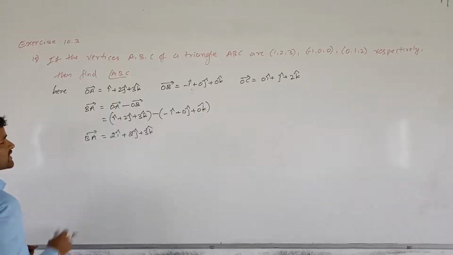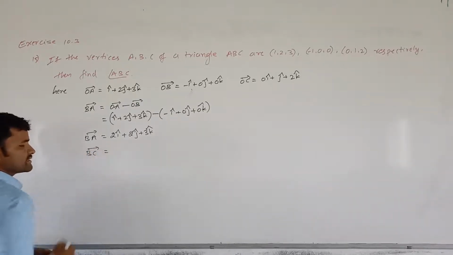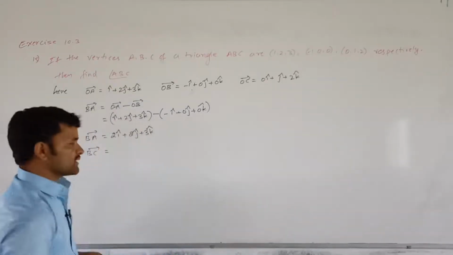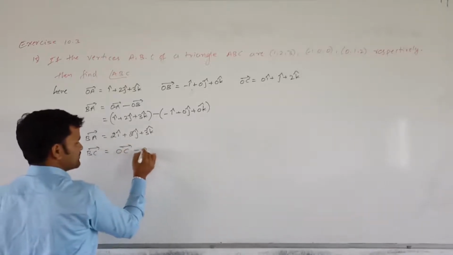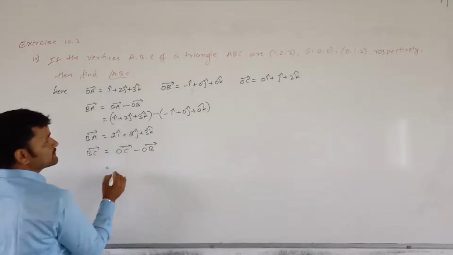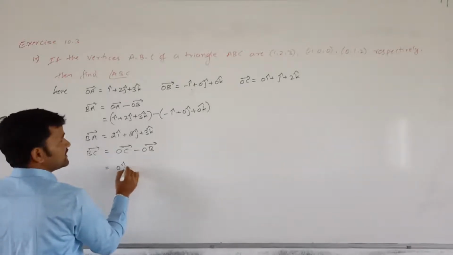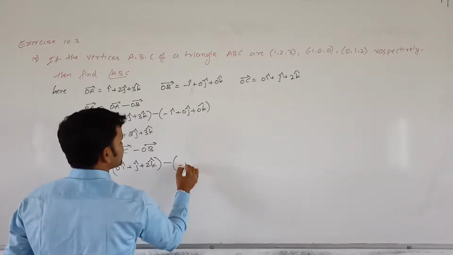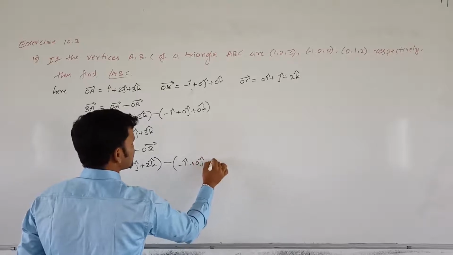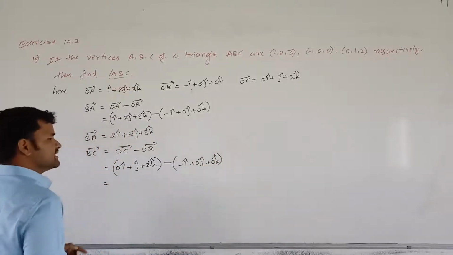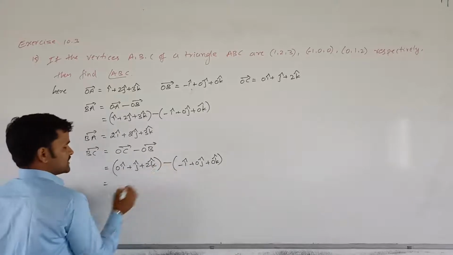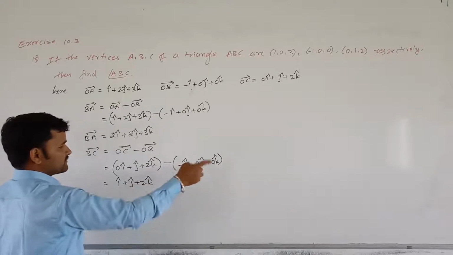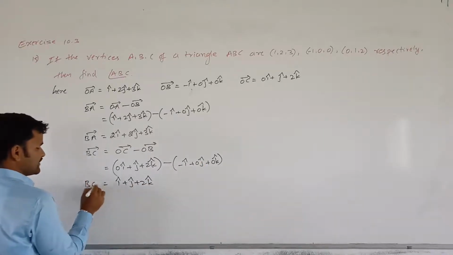Next, what about the vector BC? BC is also a vector joining 2 points B and C. B is the initial point, C is the terminal point. BC will be written as OC minus OB. What is OC? OC is 0i plus j plus 2k minus of OB, which is minus i plus 0j plus 0k. This will be 0 minus into minus plus, this is i cap plus j cap plus 2k cap, here it is 0. We got vector BC.